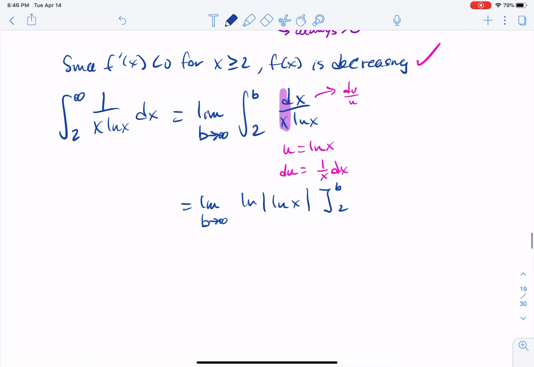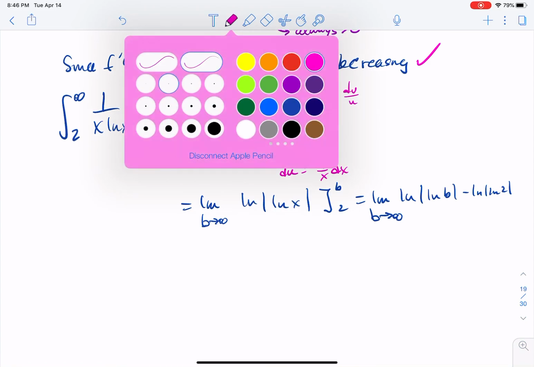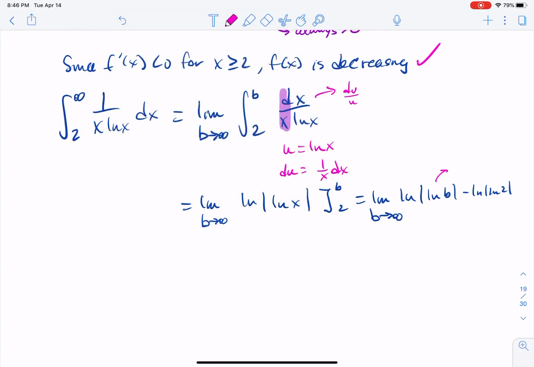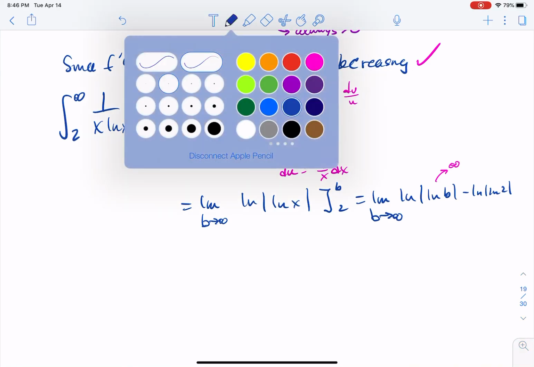All right, let's plug our stuff in. Limit as b goes to infinity of the natural log of the absolute value of the natural log of b minus the natural log of the absolute value of the natural log of 2. All right, and then when we plug in our infinity, right inside here, the natural log of infinity, that's infinity. We're taking the natural log of that again. It's still infinity minus, it doesn't even matter. This diverges.